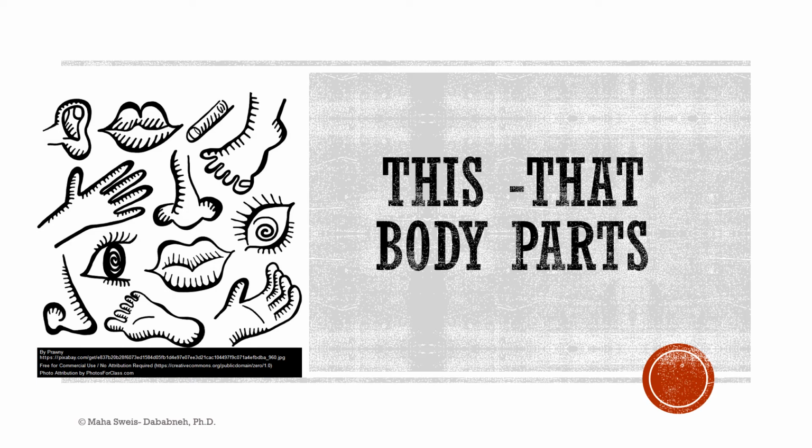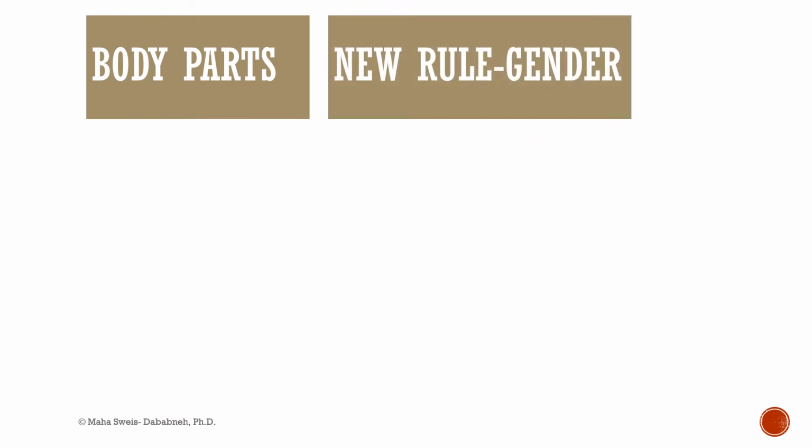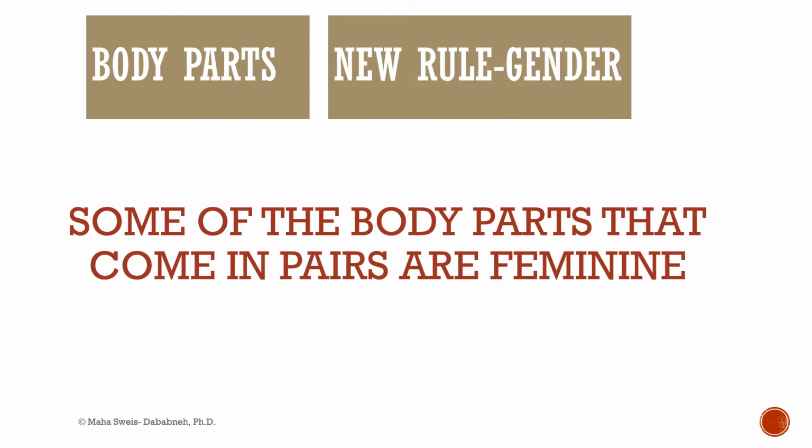Now let's use this and that with body parts vocab. A quick reminder, for this we use هذا for masculine, هذه for feminine. For that we use ذلك for masculine, تلك for feminine. Remember, as I mentioned in my previous video, some of the body parts that come in pairs are feminine, and we should memorize them, some of them.